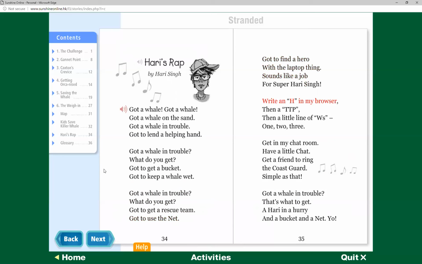Write an H in my browser, then a TTP, then a little line of W's, 1, 2, 3. Get in my chat room, have a little chat. Get a friend to ring the Coast Guard, simple as that. Got a whale in trouble? That's what to get. A Harry in a hurry and a bucket and a net, yo.